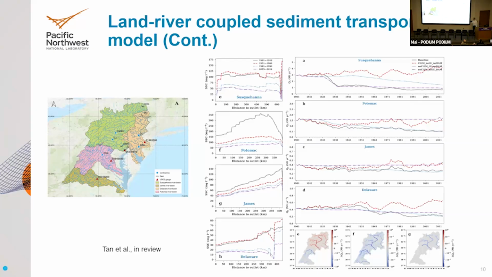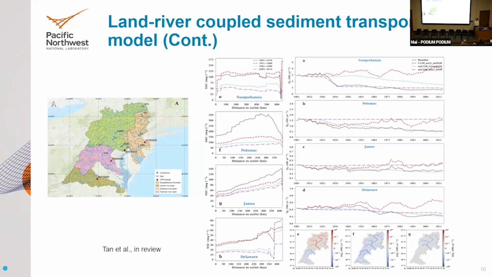So we have applied this river sediment coupled model to the U.S. Mid-Atlantic region, showing this left figure. The major purpose of this study is to investigate the relative contribution of three drivers: land use and land cover change, climate change, and the dams, and how they affect the change of river suspended sediment.